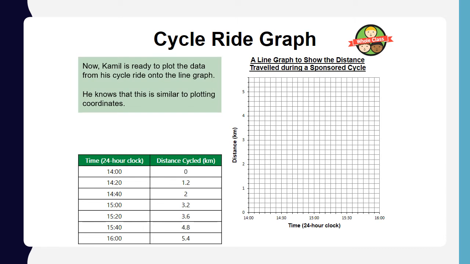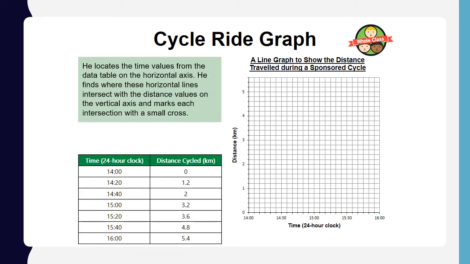Now Camille is ready to plot the data from his cycle ride onto the line graph. So you can see he locates the time values from the data table on the horizontal axis. He finds where these horizontal lines intersect. That means they cross over with the distance values on the vertical axis. And then he marks each intersection with a small cross. So although it's a line graph, he starts off by plotting all of his data onto the graph first.